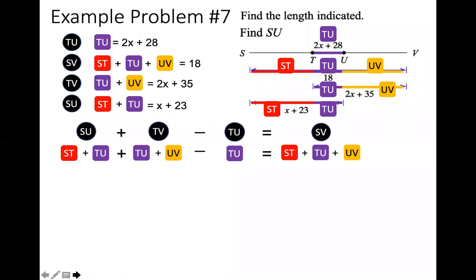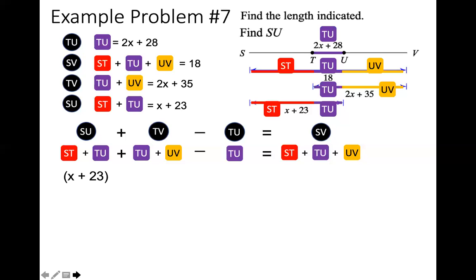So now I have an equation. If I take the value of SU and add it to the value of TV and subtract out the value of TU, I end up with SV, because I'll end up with 1 red on both sides of the equation, 2 purples minus 1 purple is 1 purple on both sides, and 1 yellow on both sides. So that was the hard part. Now that I have it, now it's easy. Now I can just substitute the values in.